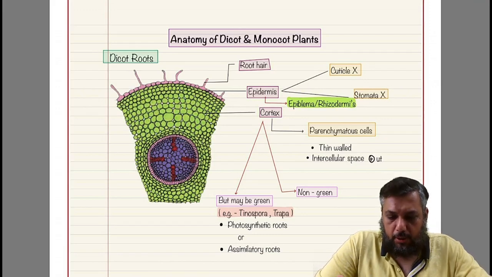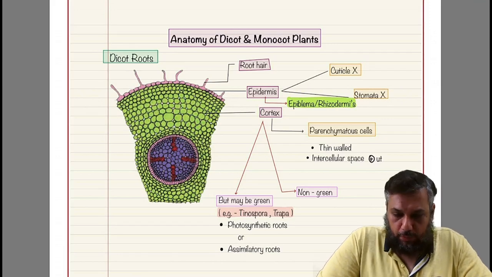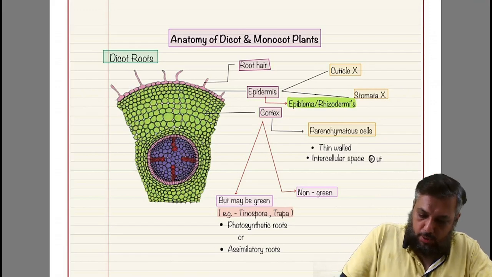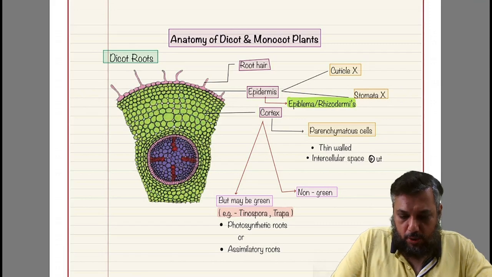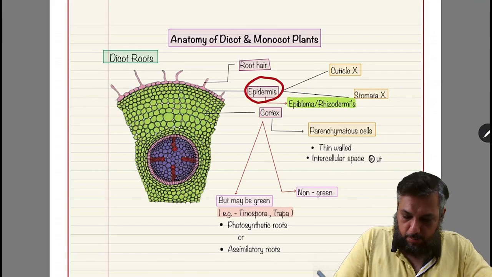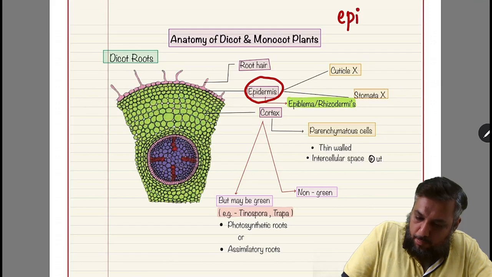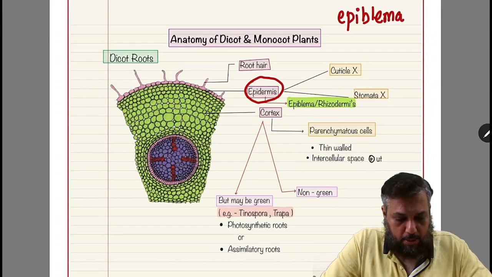So let us begin the anatomy of dicot root. So when you cut a dicot root in a transverse section, the outermost layer is called epidermis. So you can see over here that we have mentioned the epidermis. Now the epidermis in a dicot root is also called the epiblema.